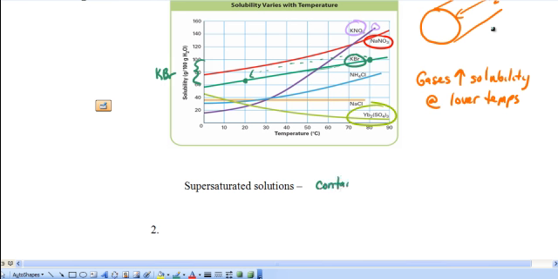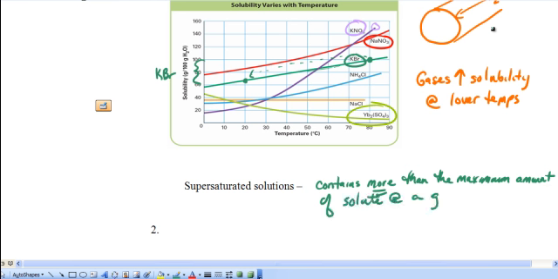A supersaturated solution contains more than the maximum amount of solute at a given temperature.